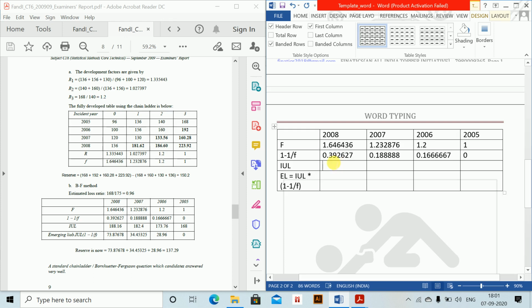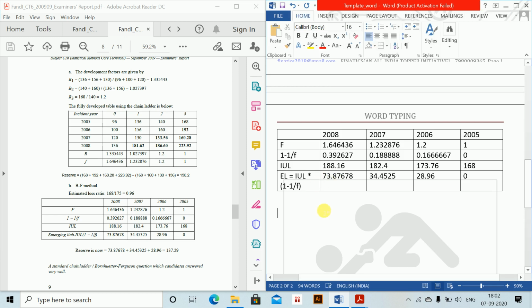And initial liability is equal to 188.16, then 182.4, and I'm just writing this calculation, 173, you can do it in a calculator also, and 168. And the last one is, if you multiply this, 73.86876, 34.45325, 28.96 and 0. Okay, depending on your loss ratio, which was 0.96, 168 divided by 175, which is equal to 0.96. Okay, so this is how you can do it.